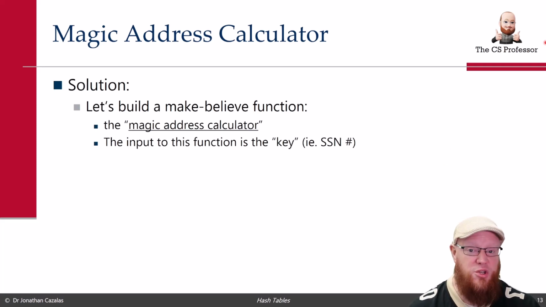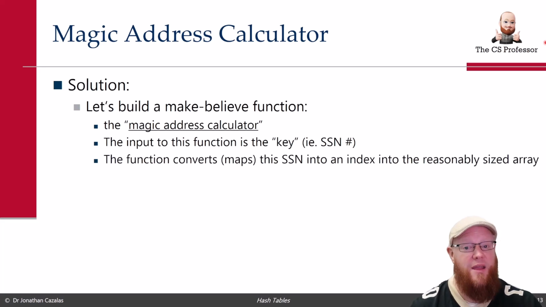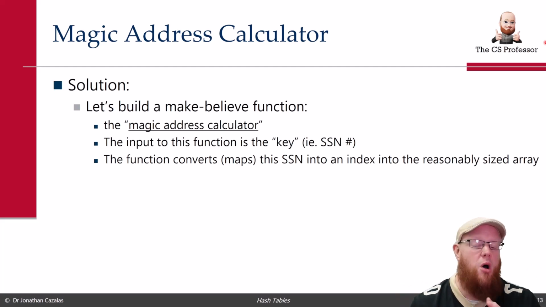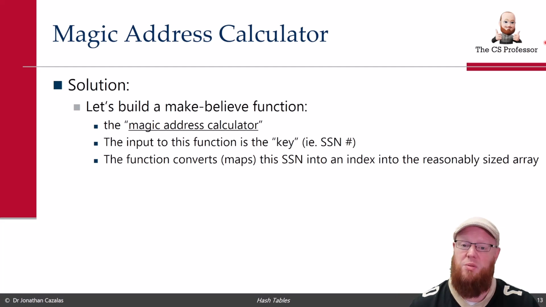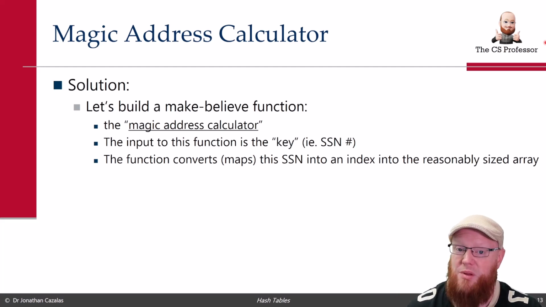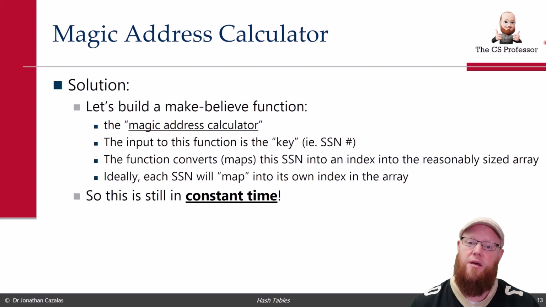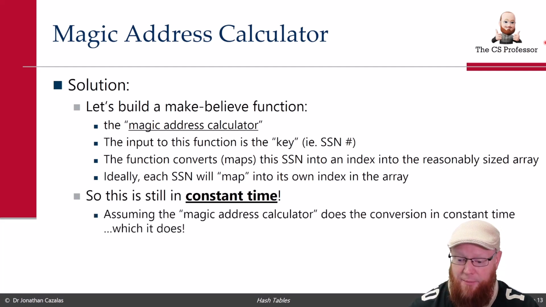The input to this function is a social security number using this example. It's going to be some key. And this function will convert that social security number, which has many digits, into a smaller number that will therefore be an index into a more reasonably sized array. Ideally, this function will have some type of guarantees that each social will map into its own unique index of this array. The function should operate in constant time.